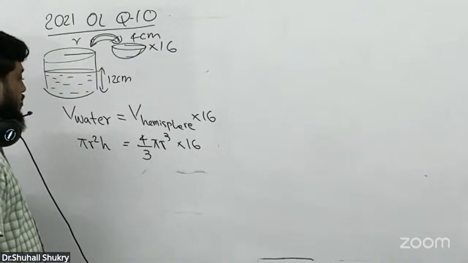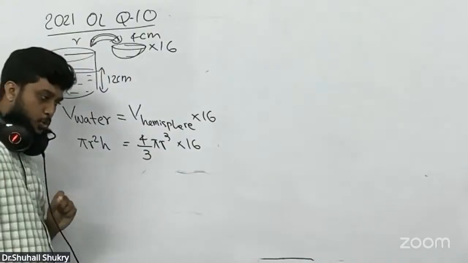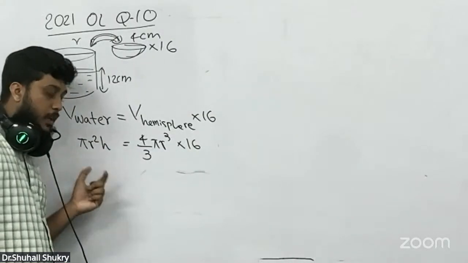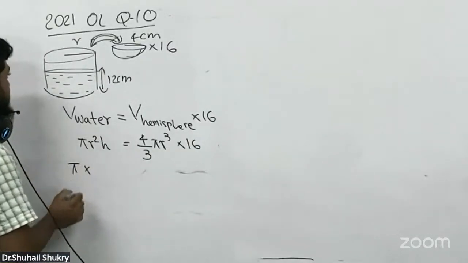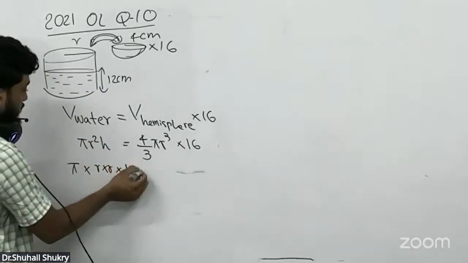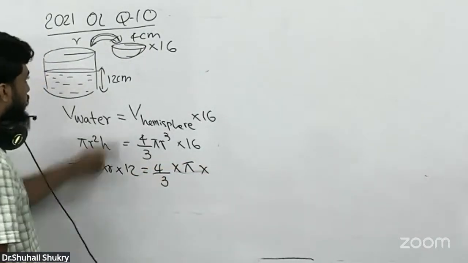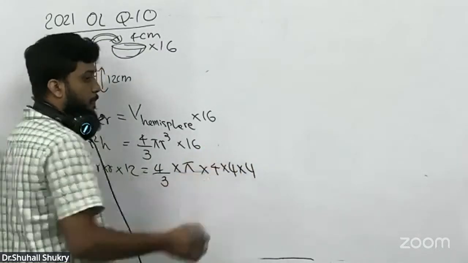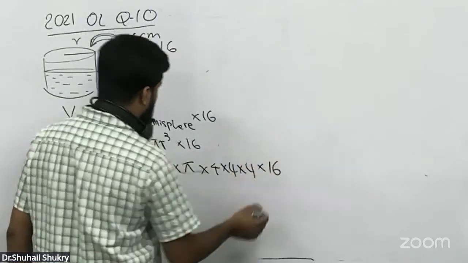Remember, if you see pi on both sides of the equation, keep pi as pi, don't put 22 over 7. So for pi, we write pi. For radius, it is r, so r into r. The height is 12. Equal to 4 over 3, keep pi as pi. For radius, I can write 4 three times. You can write 4 cube, but more than writing 4 cube, write 4 three times, it is safe. Into 16.